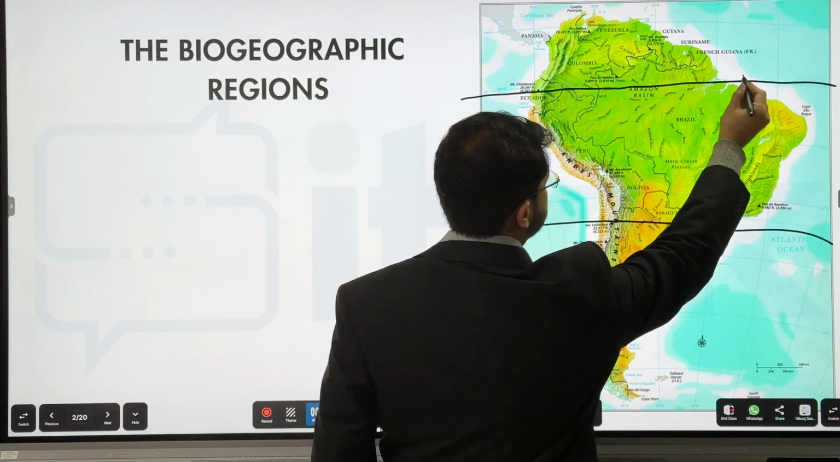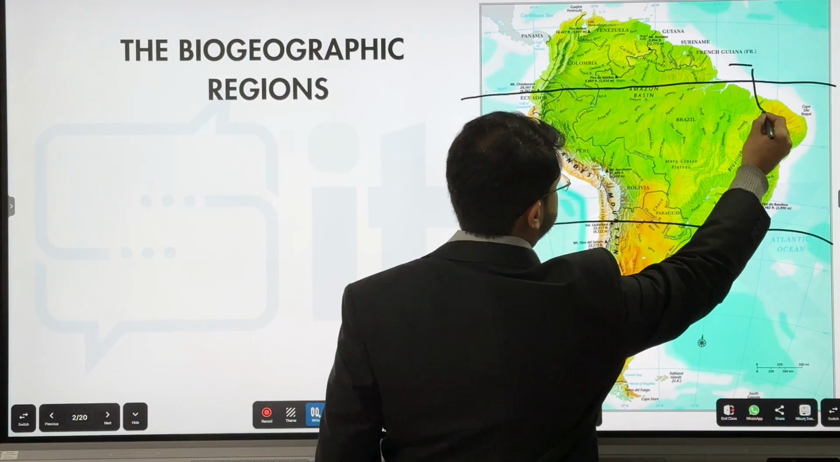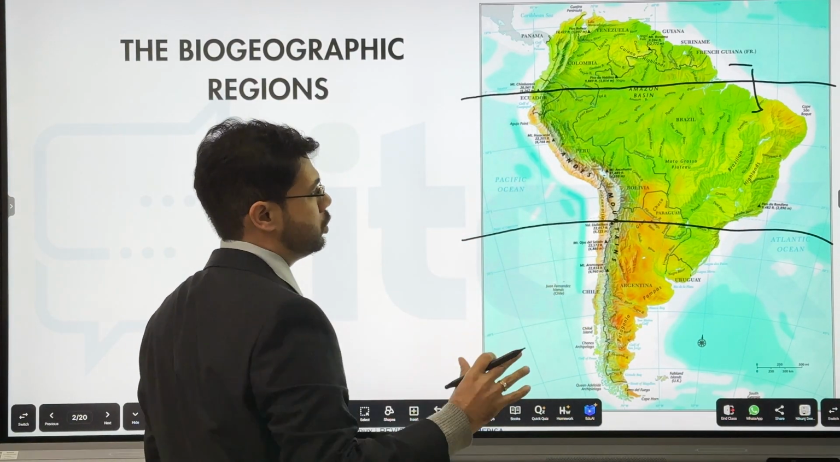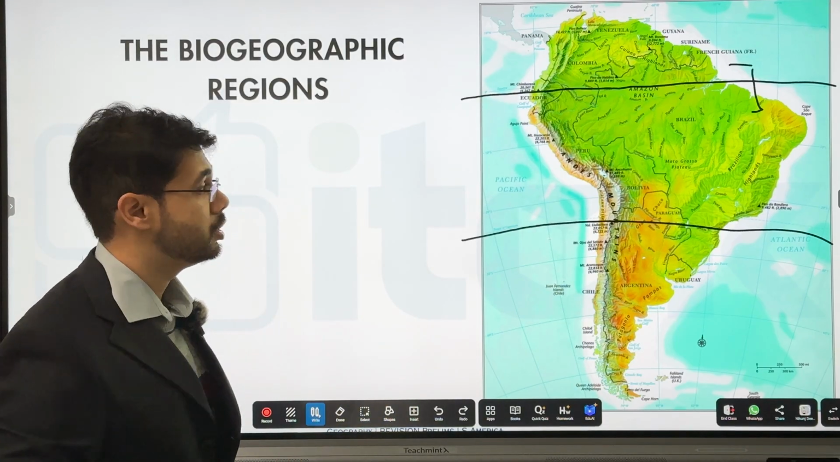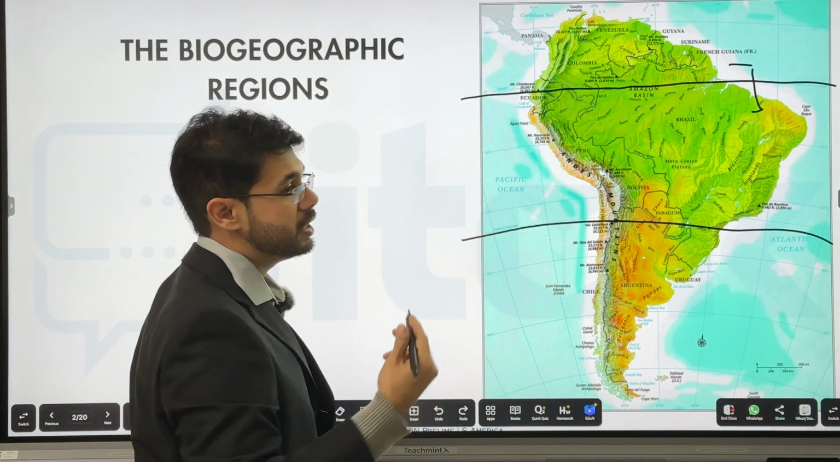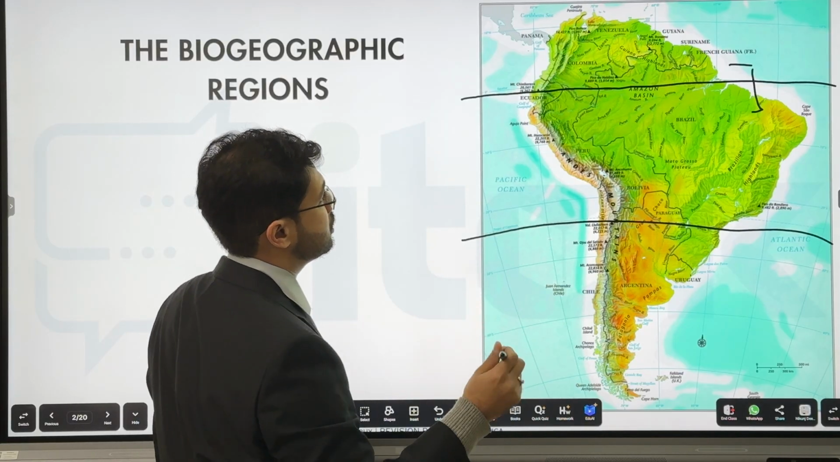So we have this Amazon rainforest, and the basin of the Amazon river is huge. It covers many countries altogether. That's why it's the largest basin on the earth. So after covering the Amazon rainforest, we get grasslands. So we have two types of grasslands here.